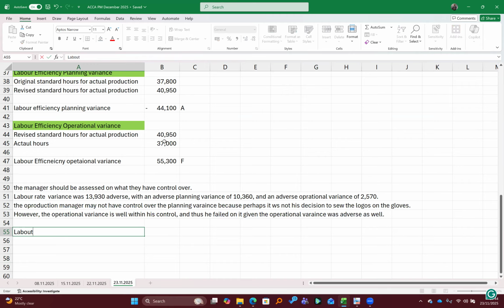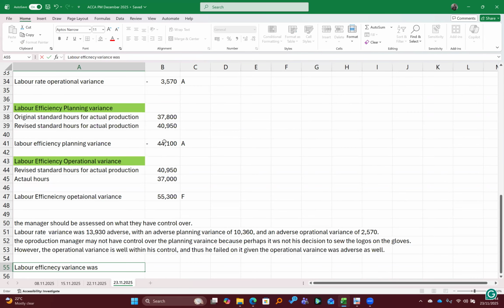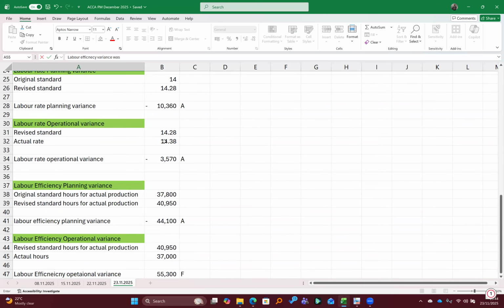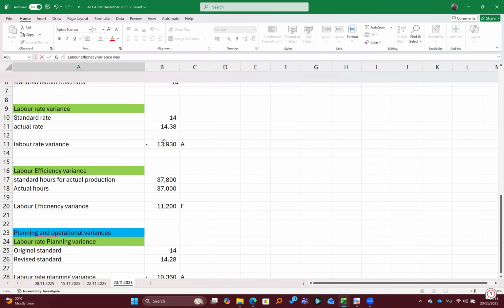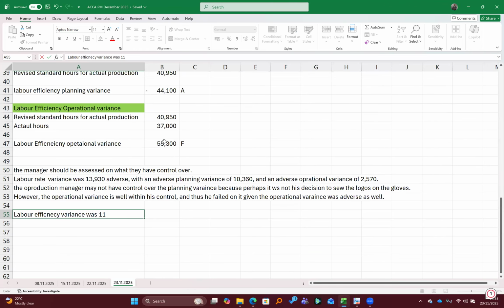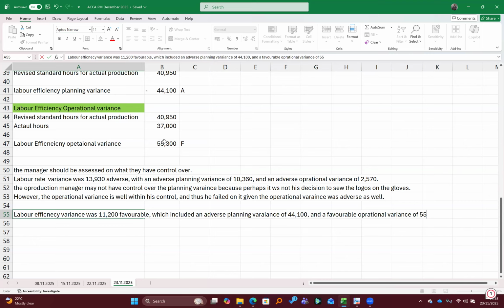Then you can now say again, labor efficiency variance was 11,200 favorable, which included an adverse planning variance of 44,100 and a favorable operational variance of 55,300.